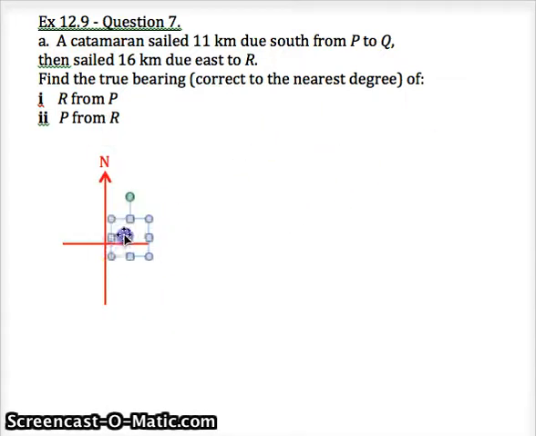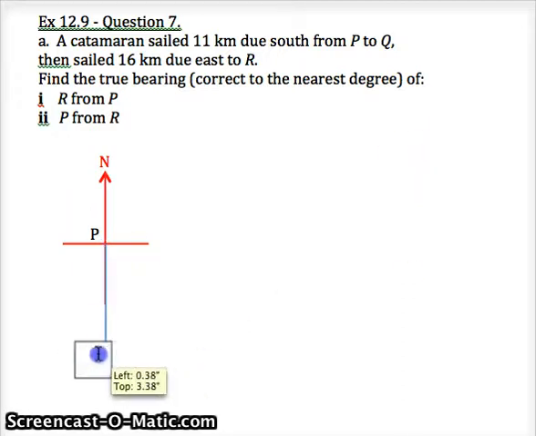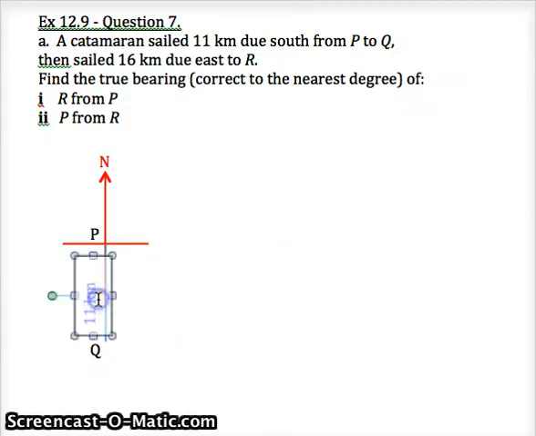So we just start with our diagram. I'll just put where P is there. So P is this point here in the middle. So I'll just put a P there. And the catamaran has sailed south. So I'll just put that we're travelling south here in blue from P to Q. Okay, that information is marked in, and that distance travelled is 11 kilometres. So I've got that in on the diagram so far.